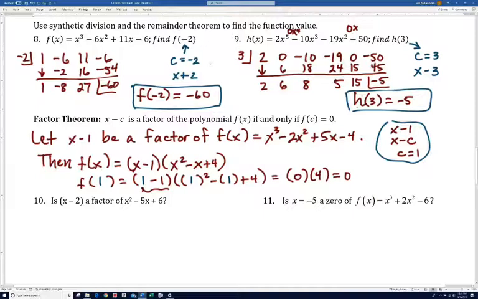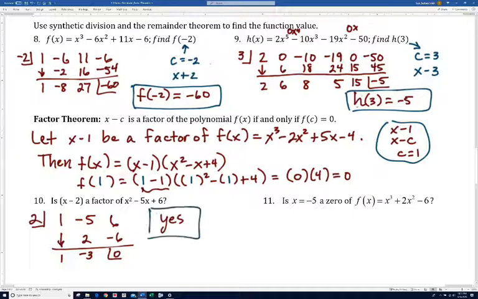All right, so when you see a problem like number 10, it says, is x minus 2 a factor of the polynomial x squared minus 5x plus 6? Well, we just need to do synthetic division with 2. So let's go ahead and do that. If we get a remainder of 0, then we know that it is a factor. So notice you do get 0 here, and so the answer is yes.